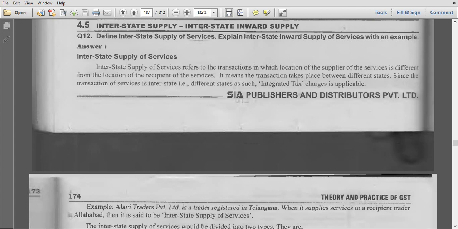So in the last class we discussed about intrastate. So in this class we will discuss about interstate supply, inward supply and outward supply both. So here we will go with integrated tax. Why? Because we are providing the services to some other person who stays in another state. Okay. So that is called interstate supply of services.